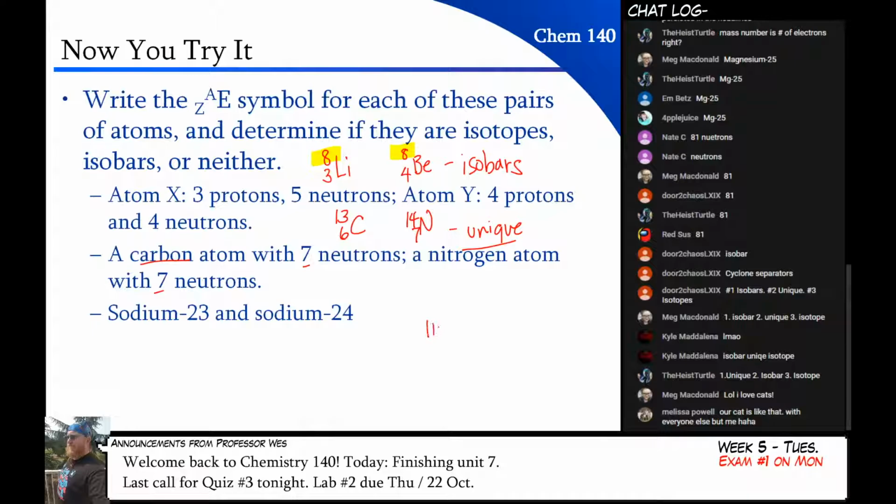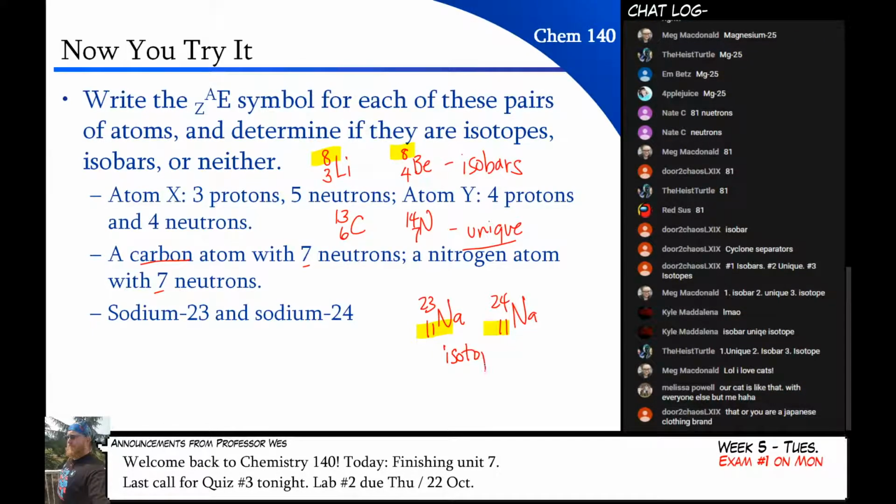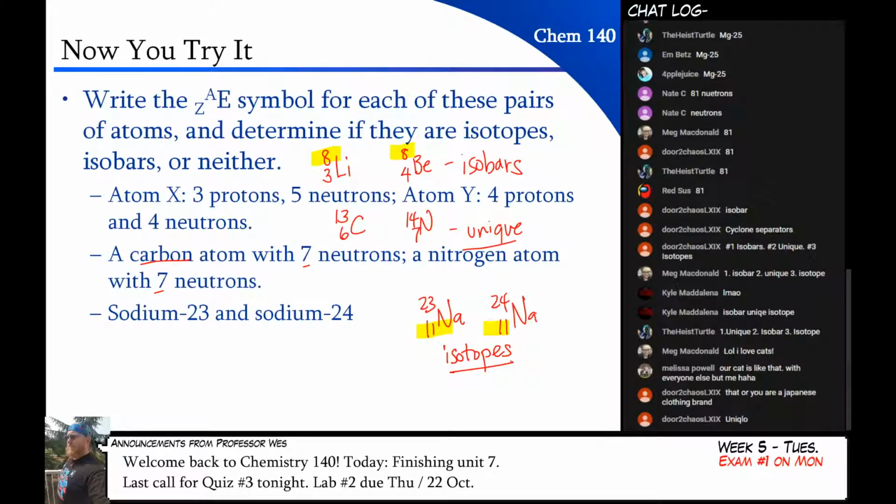We have sodium 23, so here's sodium 23. And here's sodium 24. Those have the same Z, but different A. So they must be isotopes. That makes sense. That checks out. Unique. All right, so that's isotopes, isobars, isonothing. Any questions? Let me know in the chat.